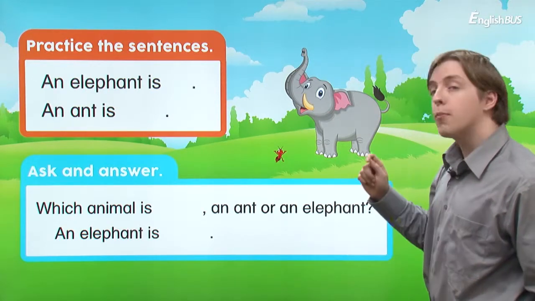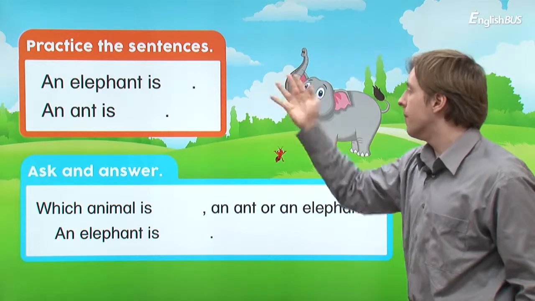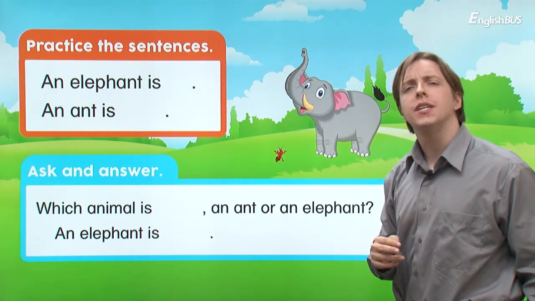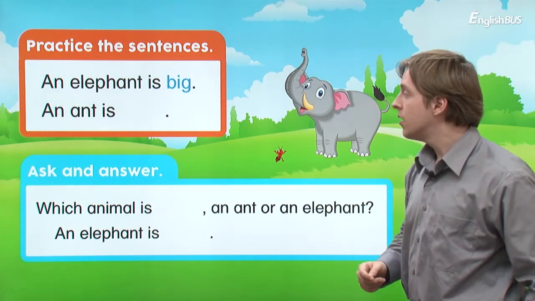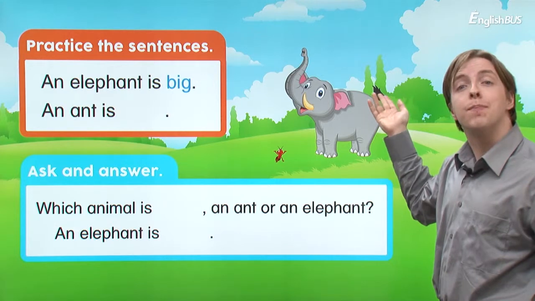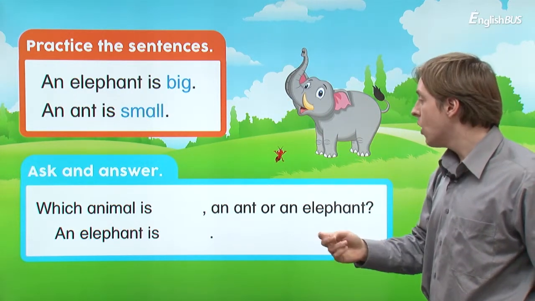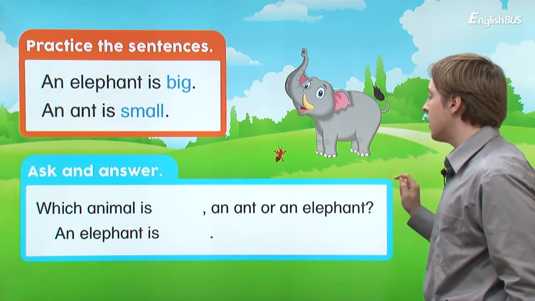So, let's practice the sentences together. An elephant is, well, an elephant is a lot of things, but for our purposes, it will be best to say an elephant is big. So, while an elephant is big, an ant is small. Which animal is bigger, an ant or an elephant?